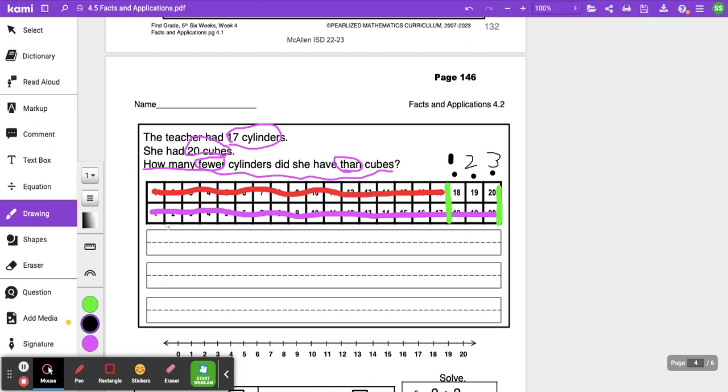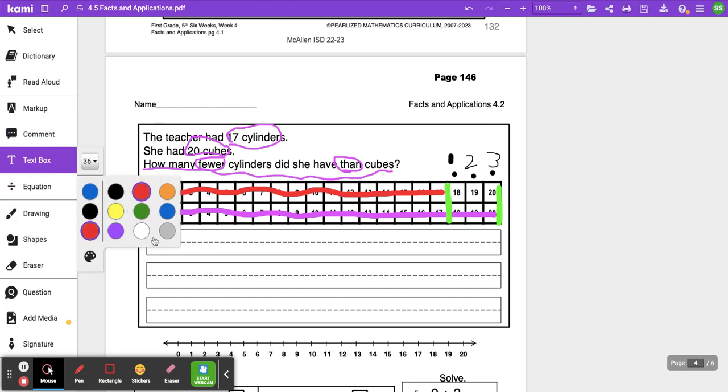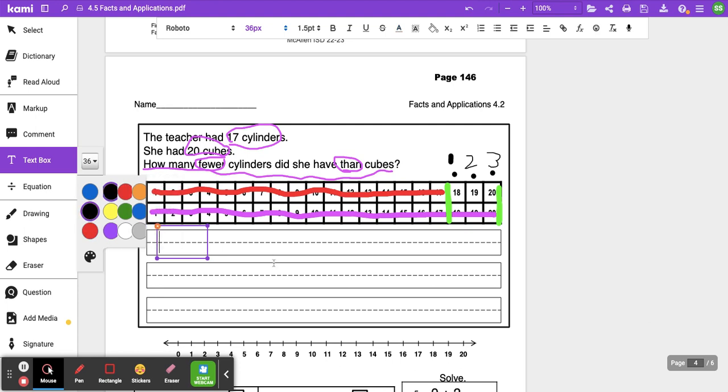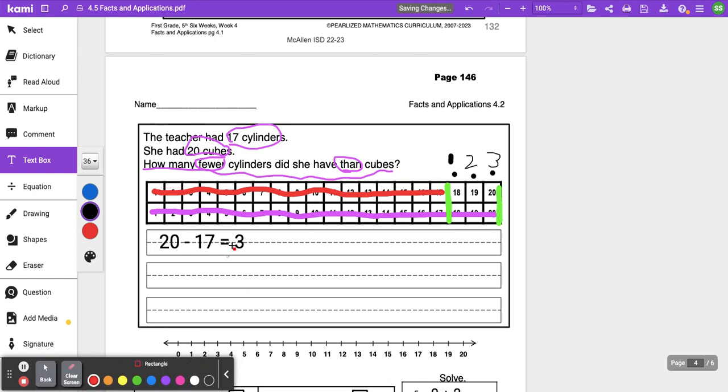When we compare and we find what is different, those are our subtracting words. So always on this first line, we do our equation. So we're going to put in here the equation, and we're going to say that 20, and I know to start with 20 because it is the larger number. 20 is greater than 17. So 20 minus 17 is, and there we have it. Look at the 20, take away all of the 17. What was left? 3. 3 is left.